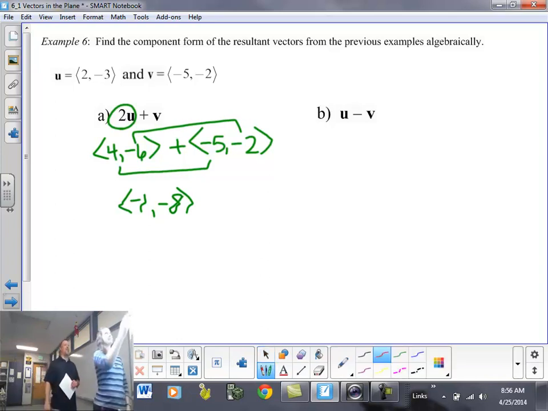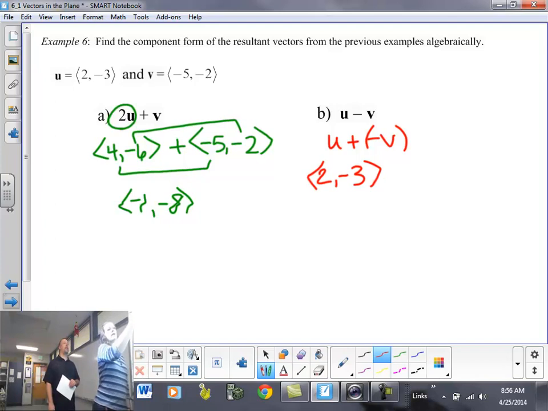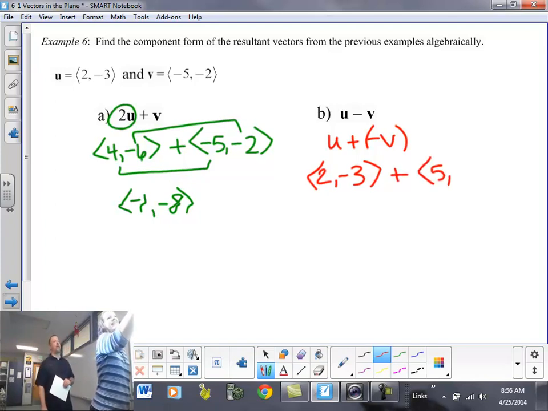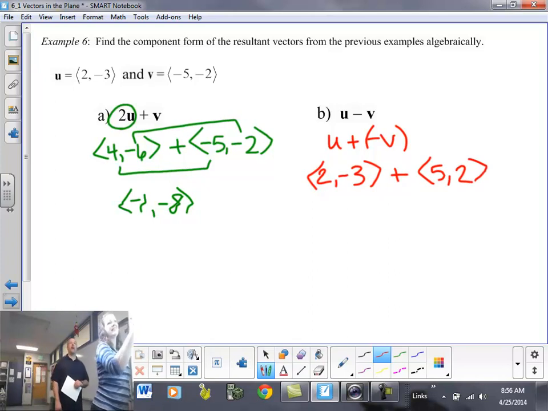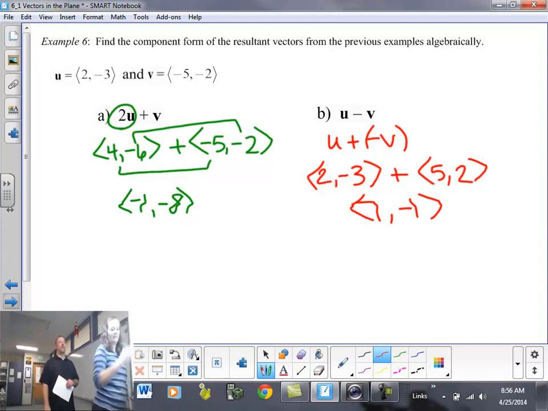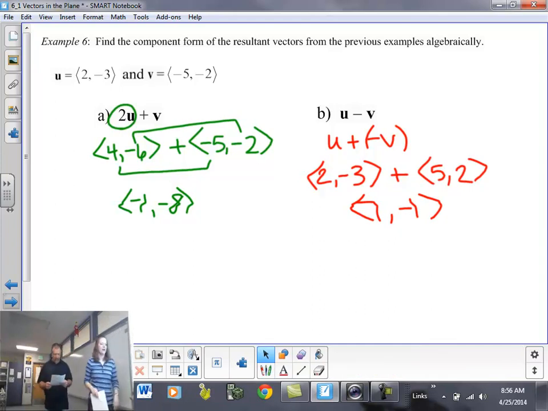So u minus v, again, we don't have to work as hard this time. We could do -v, or the opposite of v, and change the terms. So we have 2, -3 as a vector, plus the opposite of v, which would be +5, +2. And again, we just add the like components. So we end up with 7, -1. That's what we got last time. All right, nice, piece of cake.